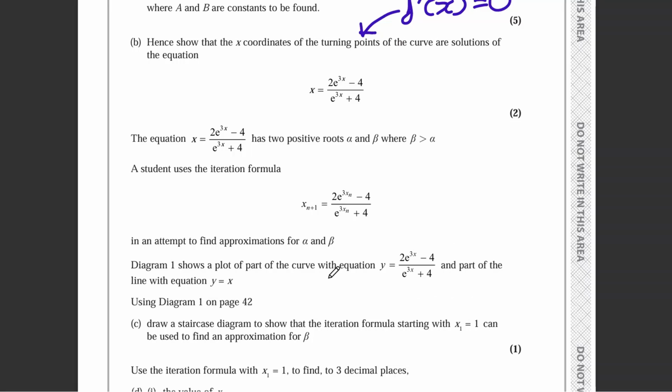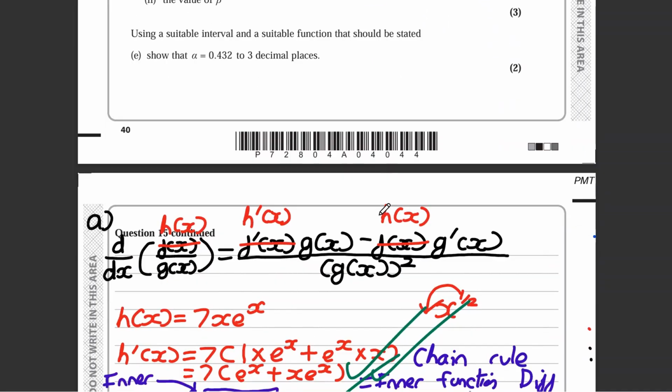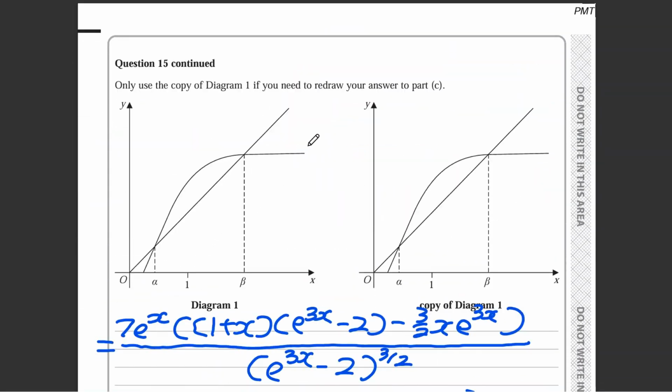So we need to use this diagram 1 to draw a staircase diagram to show that the iteration formula starting with x1 equal to 1 can be used to find an approximation for beta. And this is for 1 mark. So let's go to this diagram here, and it's quite important that x1 is equal to 1, and we're shown x is equal to 1 here.